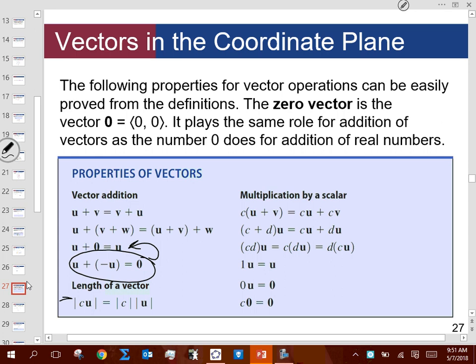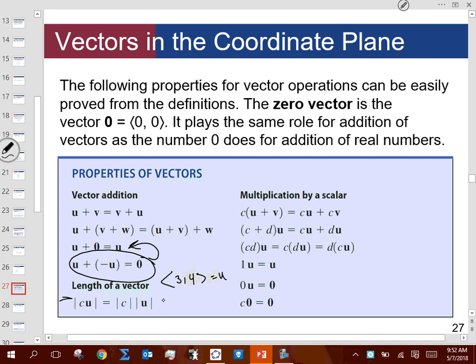The length of a vector, okay, this is just something that might be useful if you want to stay away from really large numbers. Let's say I want to find the length of 3u. Well, then it's simply taking the absolute value of the 3 multiplied by the magnitude of u. Okay. So let's see how this property would be useful. Let's say that our vector is 3 comma 4. So that's u.